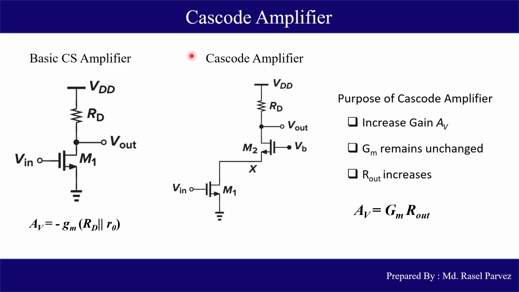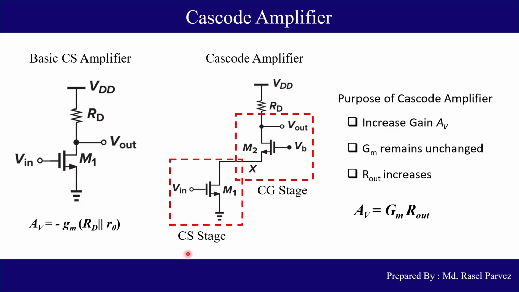In this demonstration video, I am going to be talking about the Cascode Amplifier, which is a topic relevant to the electronic devices and circuits course. In that course, we study various amplifier configurations like common source amplifier, common gate amplifier, common drain amplifier. A Cascode amplifier is basically a cascaded version of a CS stage and a CG stage.